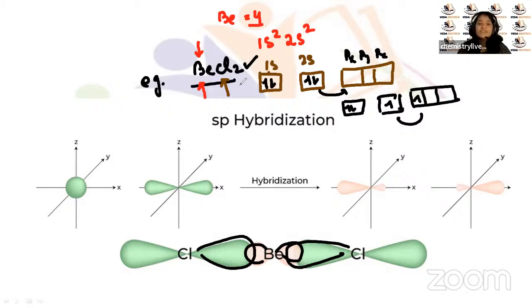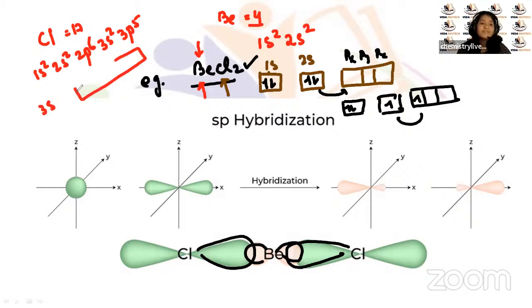So if I see in case of Cl, Cl is having atomic number of 17, right? So 1s2, 2s2, 2p6 is 10, 3s2, 3p5. So if we see that 3s is there and 3p5, 1, 2, 3, 1, 2, 3, 4, 5. So one p orbital is there, no, children? One p orbital is there. So this is having one unpaired electron.